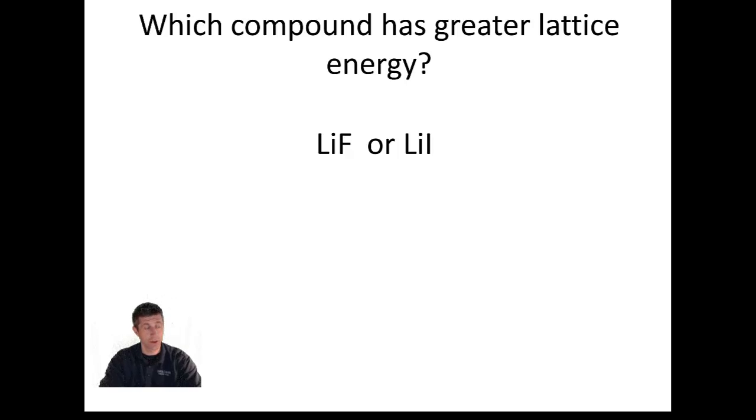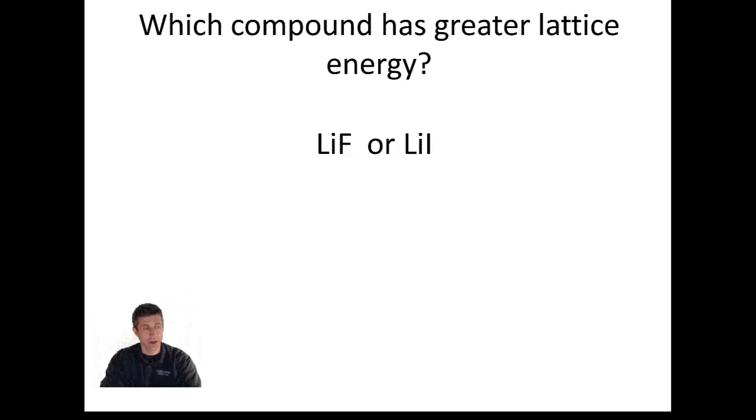According to Coulomb's law, the only things that have an effect are the amount of charge and the distance between those two charges. Well, let's look at this. Lithium and fluorine: lithium is +1, fluorine is -1. And in lithium iodide, they have the same charges. Lithium is still +1, and iodine is -1, same as fluorine. There's no difference in charges there, so it's hard to make any prediction.